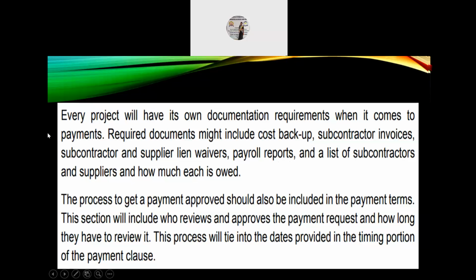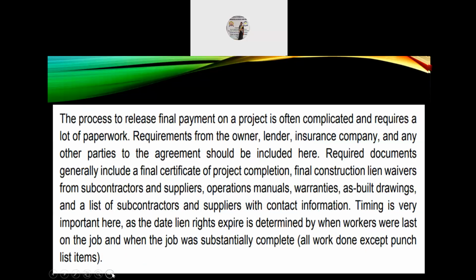So the process to get a payment approved should also be included in the payment terms. This section will include who reviews and approves the payment request and how long they have to review it. This process will tie into the dates provided in the timing portion of the payment clause.